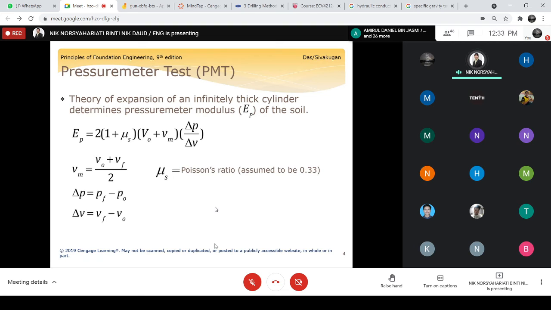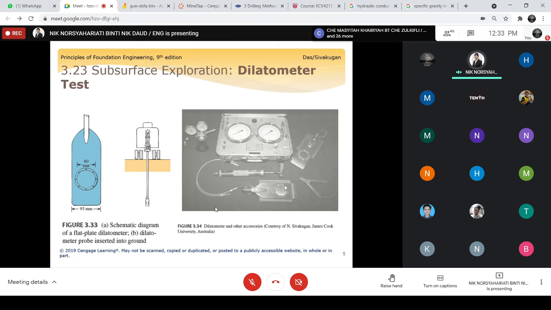Okay, and normally the Poisson's ratio, nu, we assume to be 0.33. So for this part, you don't have to worry, because all the volume or dimensions are provided in the question. You just need to find it out. All right.